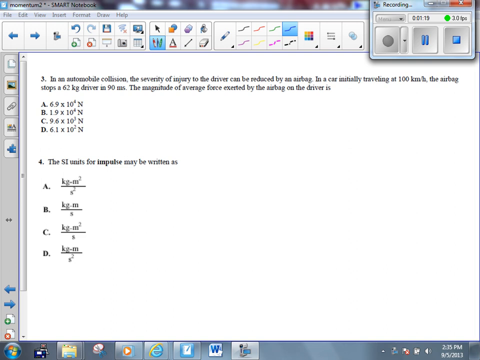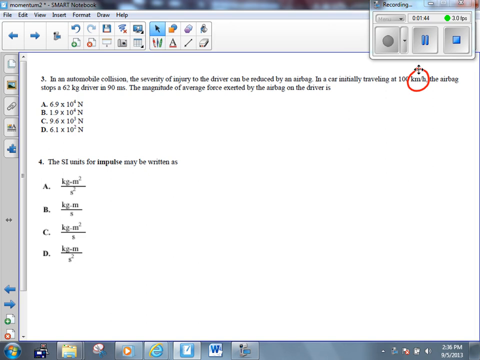Okay, number 3 says in an automobile collision, the severity of injury to the driver can be reduced by an airbag. In a car initially traveling at 100 kilometers per hour, right away, we want to draw attention to that kilometers per hour because we want to convert that to meters per second. If we circle that in red, we're more likely to remember to do that conversion. We may remember anyways, but we're more likely if we see it circled or highlighted.